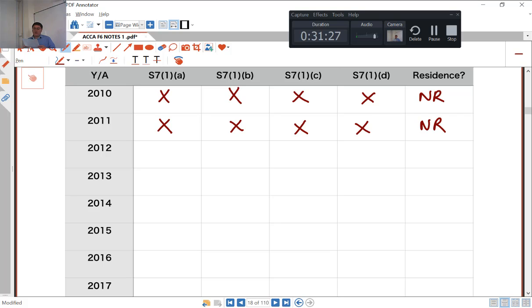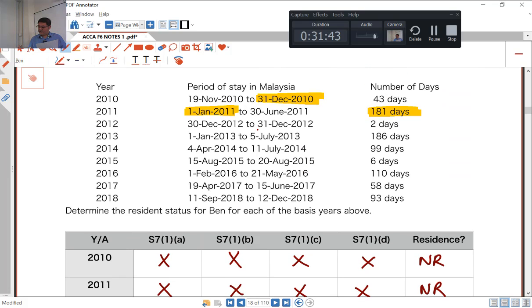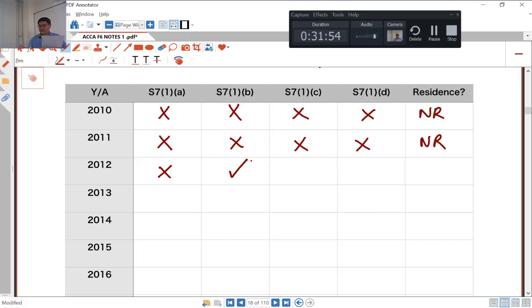All right, now for 2012, our friend here is just for 2 days, so again, you fail B. Now, again, spot the link or not: 31st December 2012, and then connected to 1st January 2013. Look at your notes, okay? So you can see that 31st December 12 to 1st January 2013. So the connection is there, right? Is linked. And now how many days do you have in 2013? 186. So that will help you for 2012 to be a resident by virtue of 71D. Okay, 2013, 186 days. So are you a resident? Yes. It's quite clear, right?